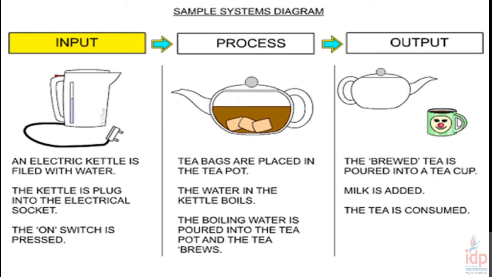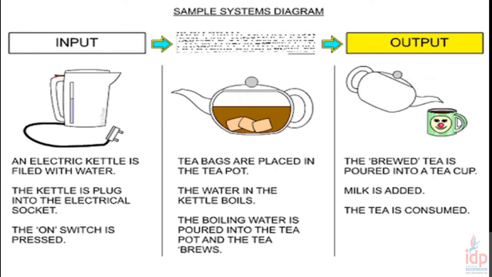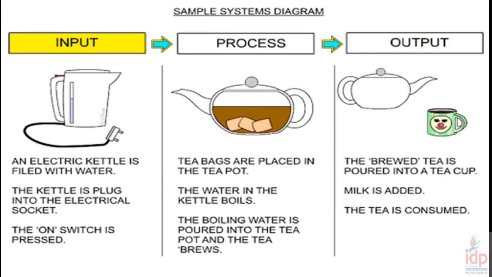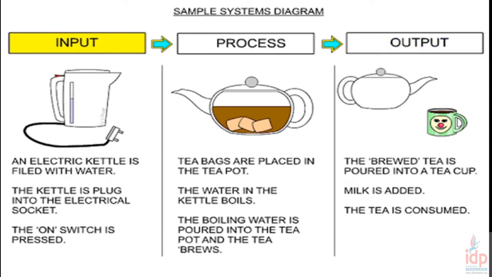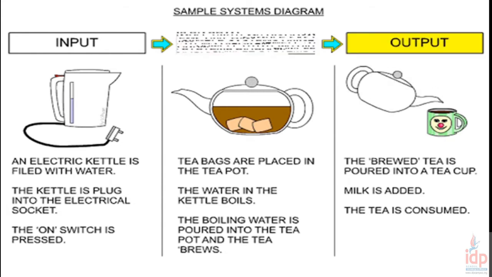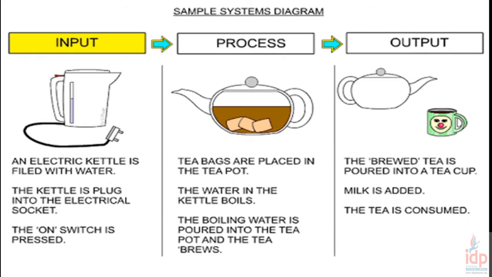This IPO cycle can be understood with the help of an example. Suppose, what are the steps that your mother takes when she prepares a cup of tea? The first step will be done by your mother. An electric kettle is filled with water. The kettle is plugged into the electrical socket. The on switch is pressed. This is called input.